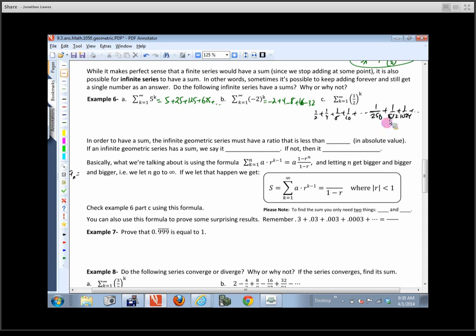If you want to check and see, type into your calculator 1/2, put it in parentheses, and raise it to the 100th. 1/2 to the 100th. What does your calculator say it is?